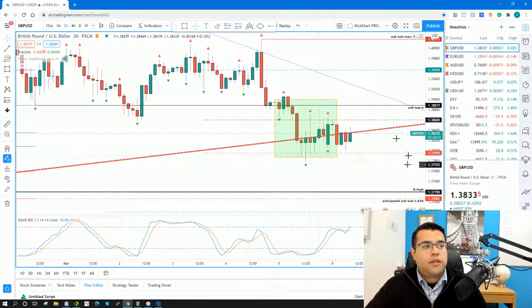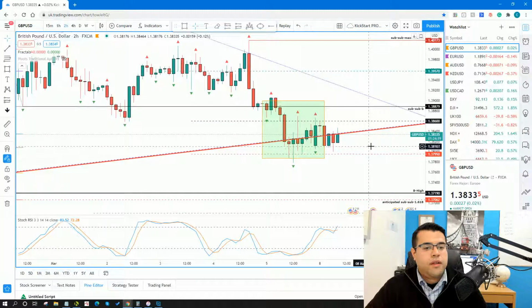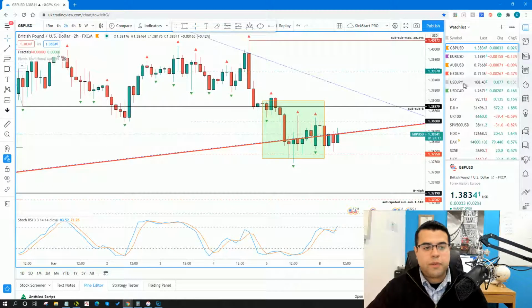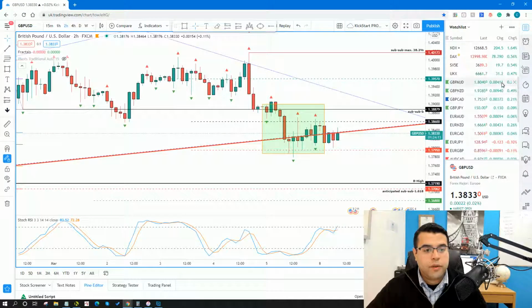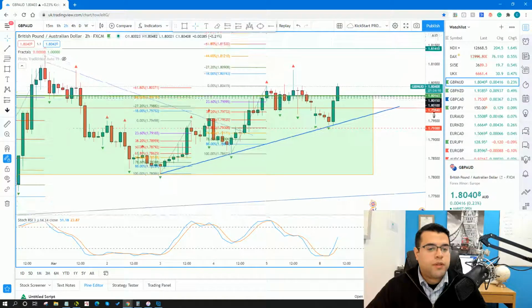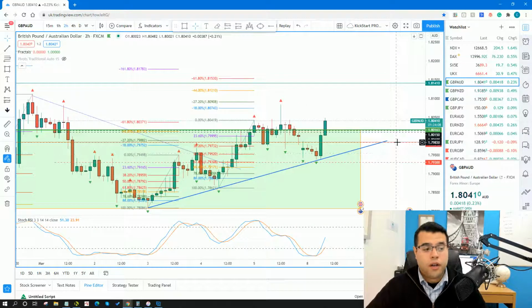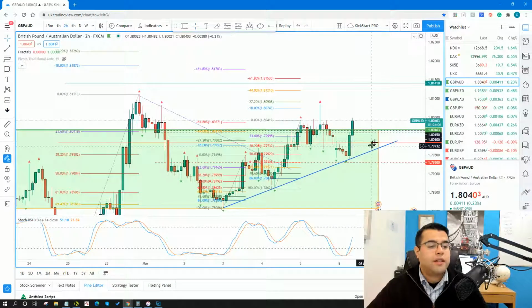I mentioned that I do think the pound dollar in particular is being driven by the dollar itself, and I'll get into that a little bit more in just a moment. But before I do, I want to jump over to the other pound crosses, which are rallying quite nicely this morning.